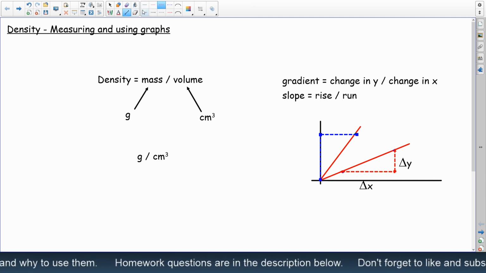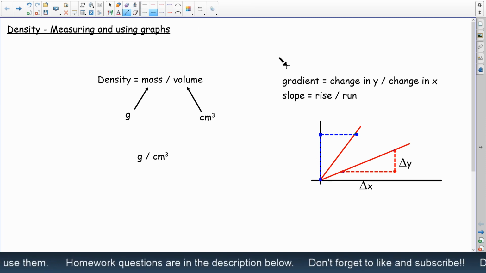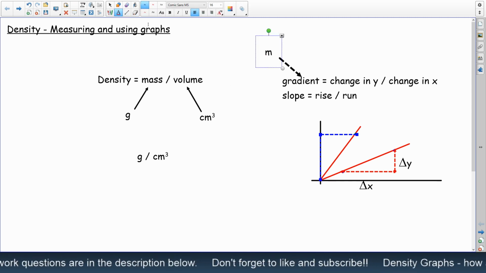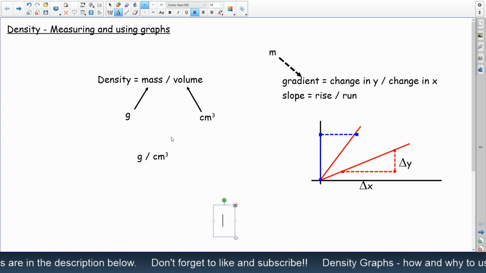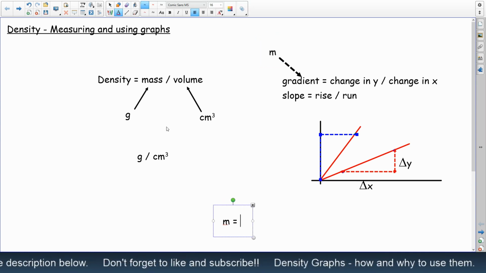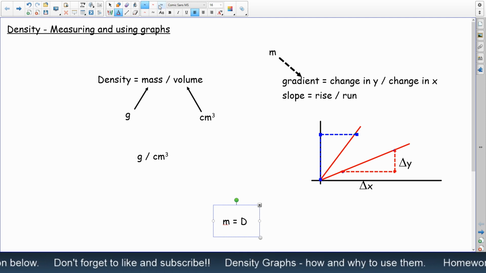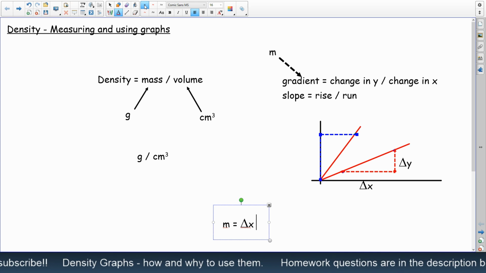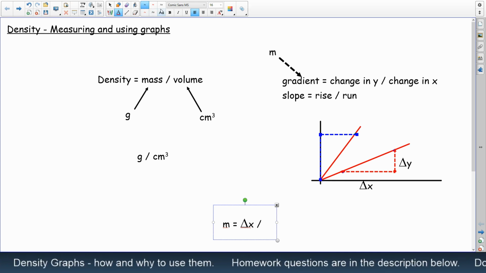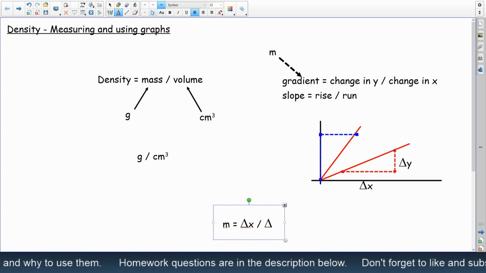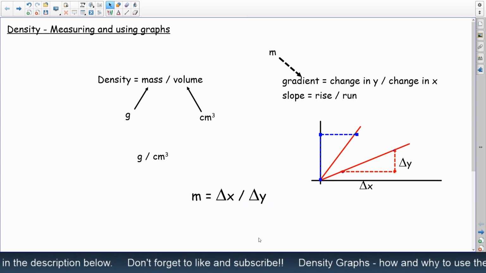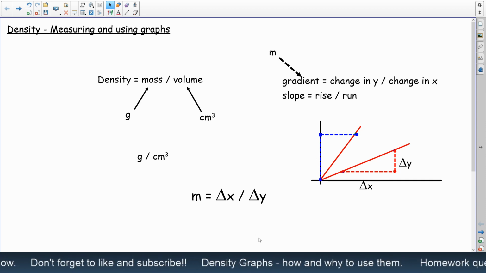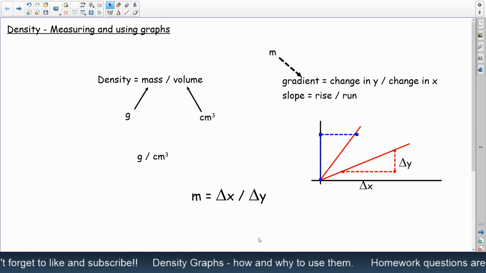The symbol for gradient is rather annoyingly m, for reasons that I'm not quite sure of, but I'm sure that the answer exists somewhere in Wikipedia. So we can write rapidly that m equals delta y divided by delta x. Okay, that's the base information we need for today's lesson. So density equals mass divided by volume, and gradient equals change in y divided by change in x.